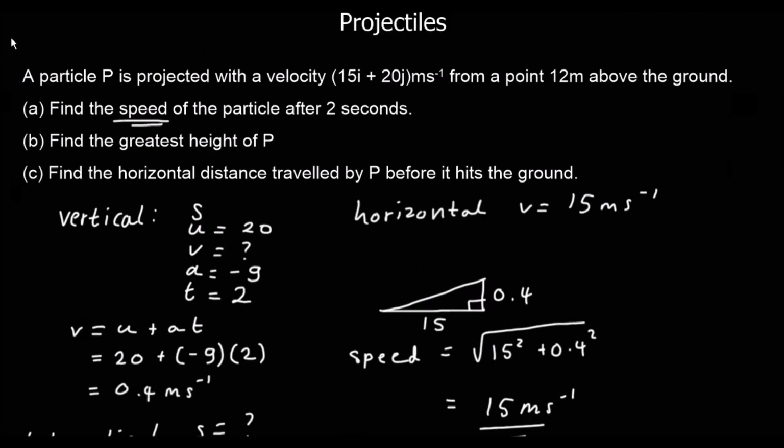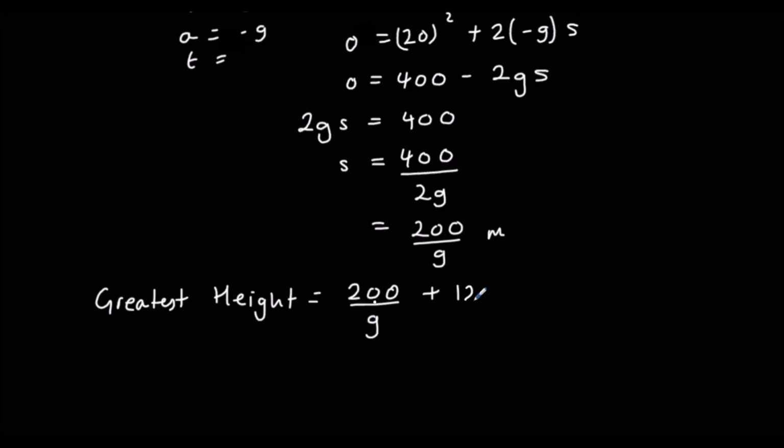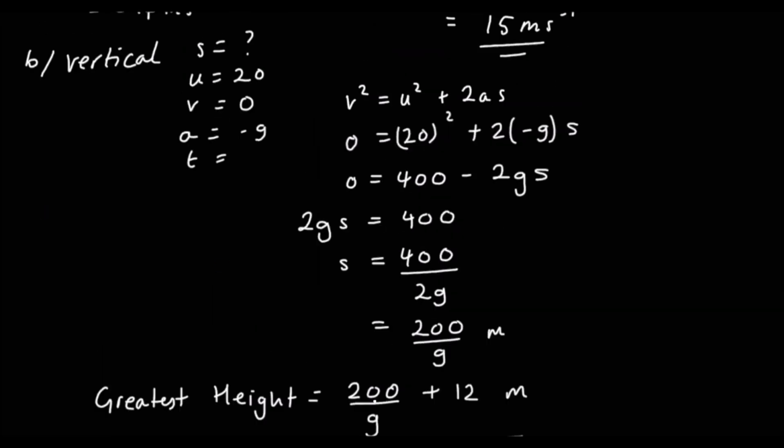So it started 12 meters above the ground. So the greatest height is 200 over g plus 12 meters. So it's gone up 200 over g meters, but it started 12 meters above the ground, so its greatest height is those two added together.